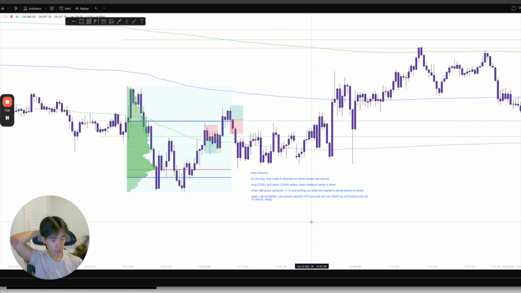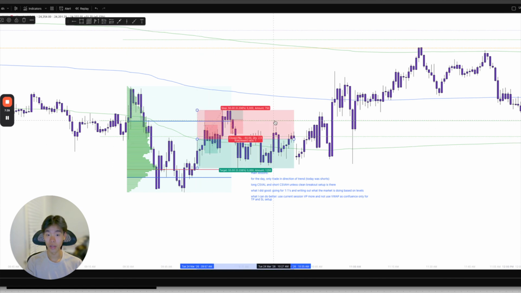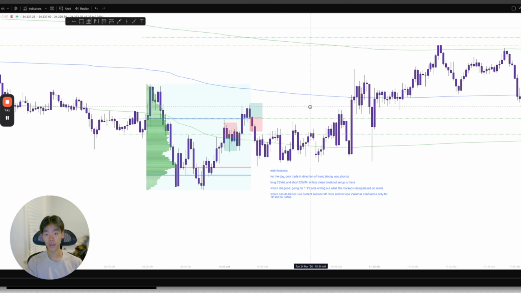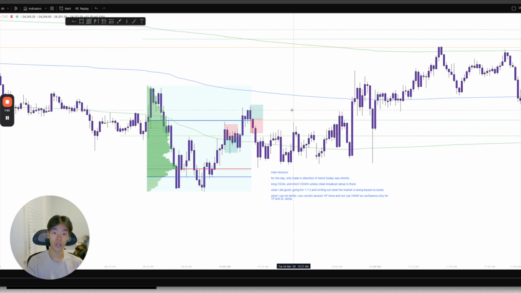Honestly, I feel like I'm almost there in terms of evaluating what's going on in the market, but in terms of taking the actual setups, I need to be a little more attentive to what's going on, because this first short right here I already missed out on. But yeah, as I see other people that use volume profile trade, they're using a lot more of current session volume profile. So you'll see in the next videos that I'm going to be doing that.